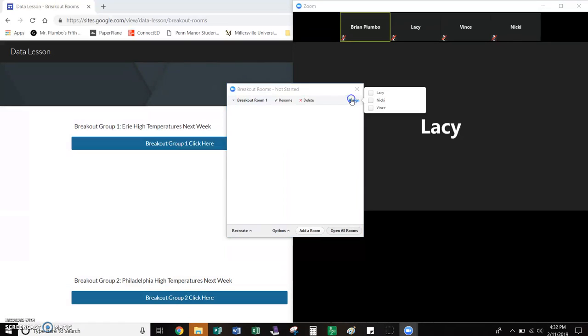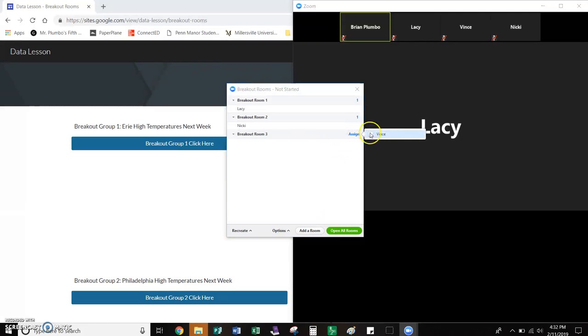All right, so Lacey, you are going to be breakout room 1. So your job is going to be looking for Erie's high temperatures for the week. Nikki, you're breakout room 2. Your job is looking for Philadelphia's high temperatures for the week. And Vince, you are breakout room 3, and you are looking for Pittsburgh's high temperatures for the week. So what I would do is Google weather, however you want to find it, and get your high temperatures for your city for this week. I will check in with you guys within your breakout room in a moment here.